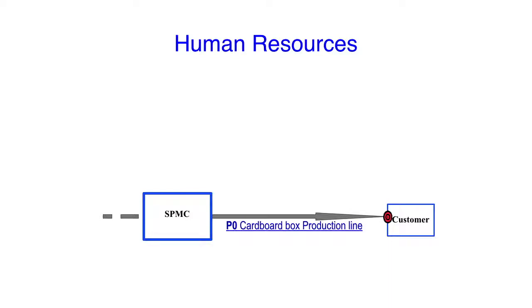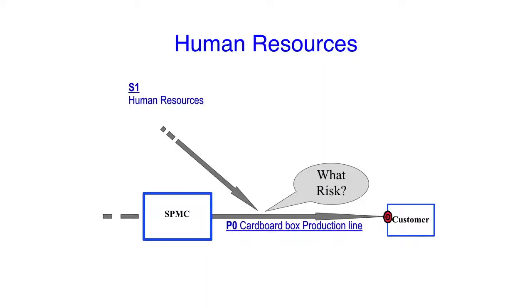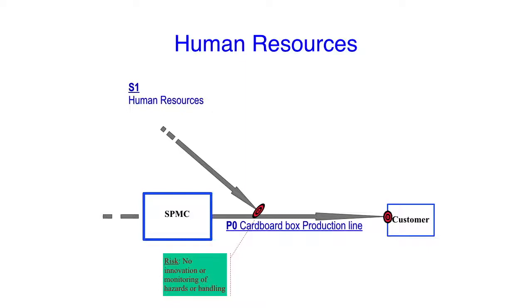Then a question from the client appears concerning human resources management. So we ask him, what is the purpose of human resources? Warning, the right question to ask is, what happens without human resources? The answer we found and confirmed with the company is that without human resources, there is no innovation, no control of hazard, and finally, no handling. So the role of human resources is to innovate, monitor the occurrence of hazards, and perform handling tasks.